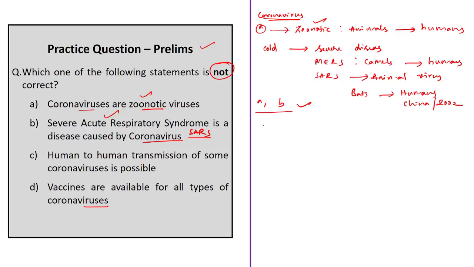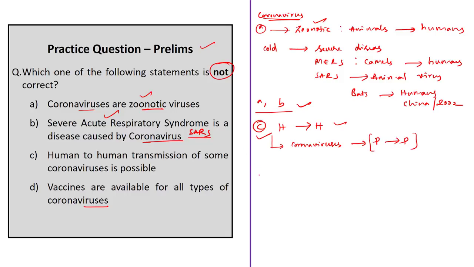Now, if you look at option C, it tells that human-to-human transmission of some coronaviruses is possible. This statement is also correct because some coronaviruses can be transmitted from person to person, that is usually after close contact with an infected patient. So option C is a correct statement.